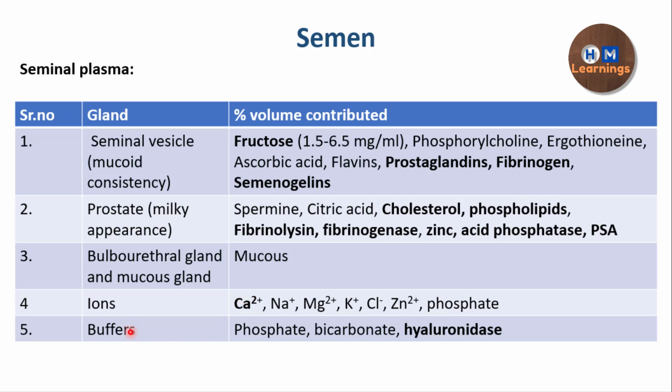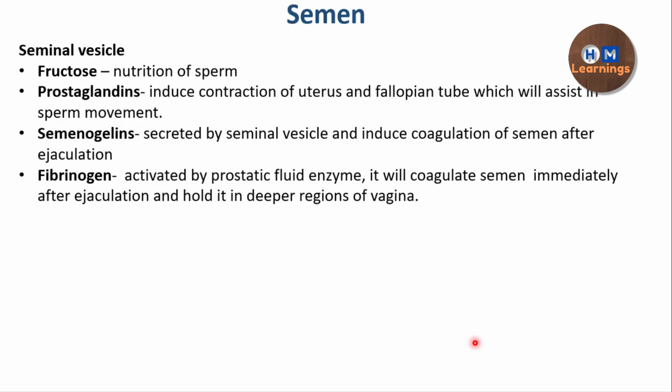How it is going to increase the motility of the sperm, we will see in the next video. And buffers to maintain the pH of the semen, since pH is very important for maintaining the sperm vitality as well as its motility. And hyaluronidase, which is again very important. So we will see the broad functions of these highlighted ones in the next video, in the next slide.